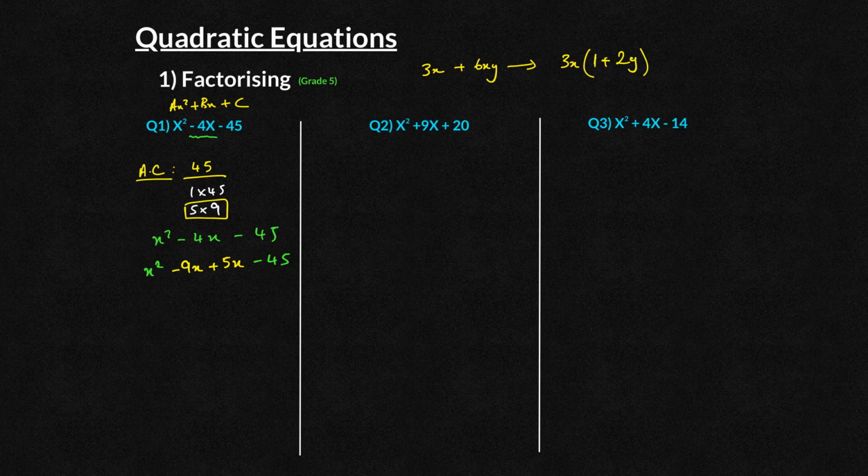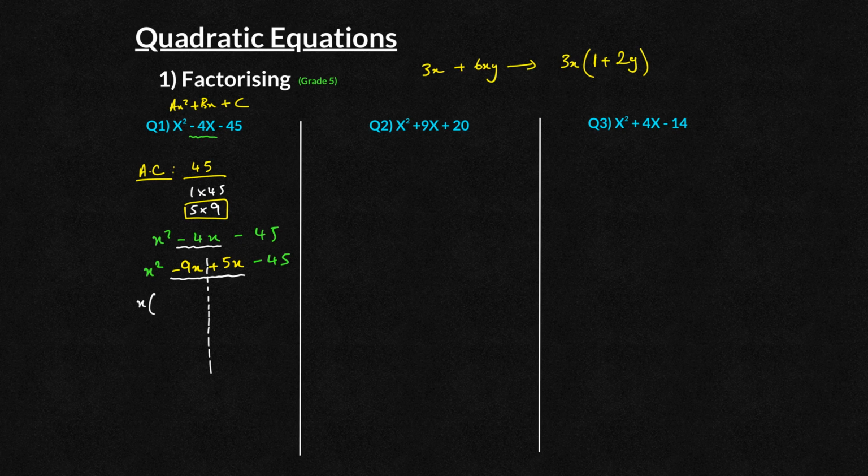Now once I've split this, I'm going to draw a line down the center. I'm going to focus on the left hand side and imagine that the right hand side doesn't exist. So how can I factor x squared minus 9x? Well, I pull the x out. There are no numbers, so that's where I can stop.